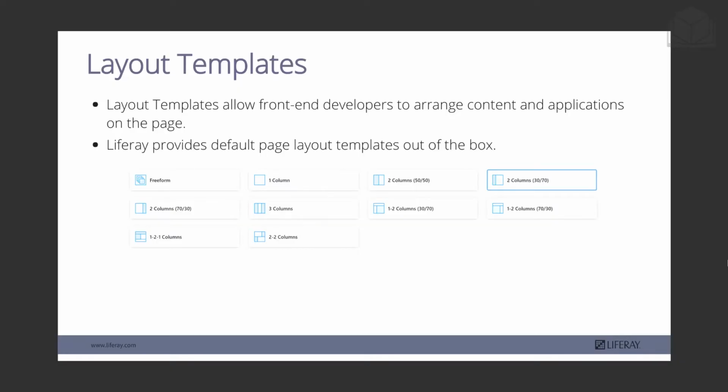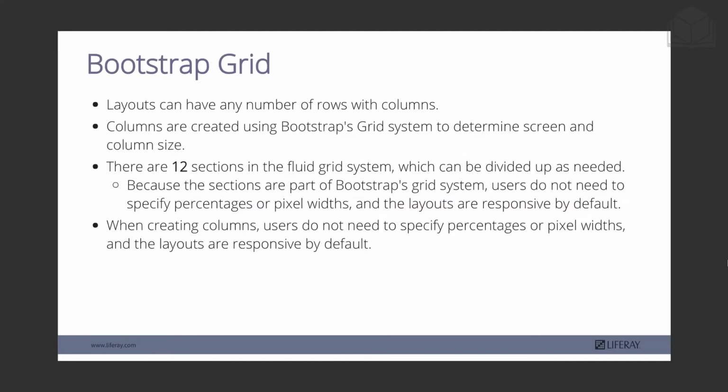If we wanted to change that, we could change it to a 50-50 style. We could change it to having one column on the top with two on the bottom with different sizes. Now, layouts fit within the Bootstrap grid system. So that means that we have 12 sections in a fluid grid system that can be divided up as needed. For example, if I wanted a layout that splits right down the middle, with 50% of the page on both sides where I can place my widgets, that would be a column 6 and a column 6. So that fits within our 12.